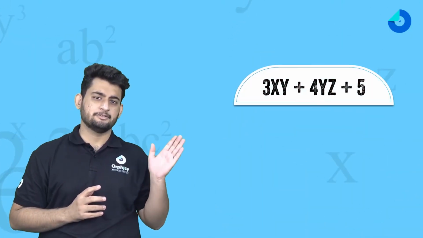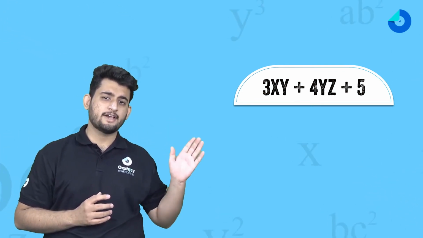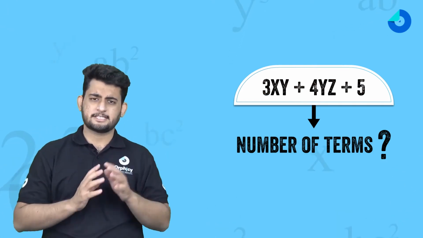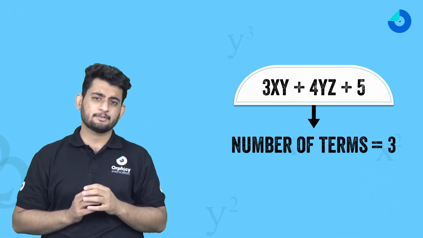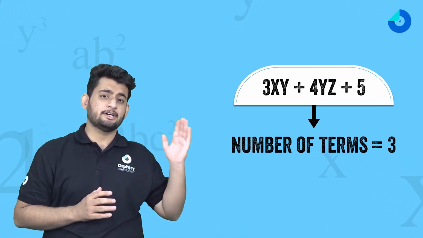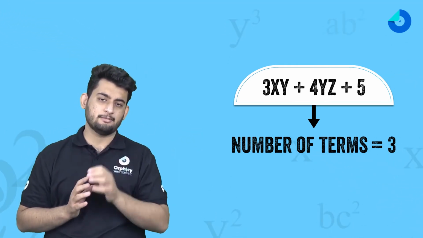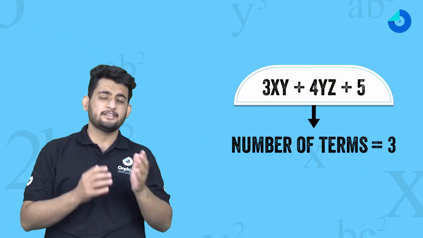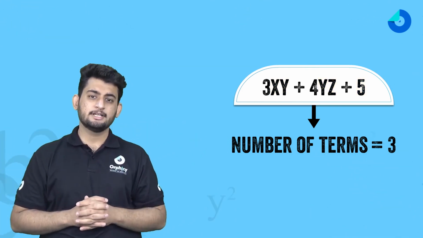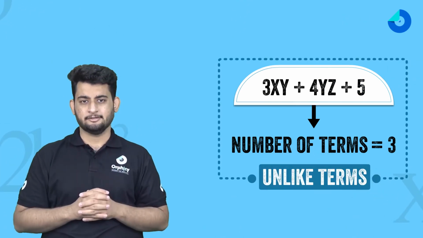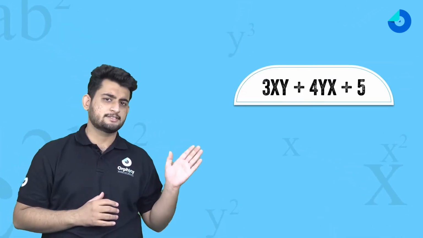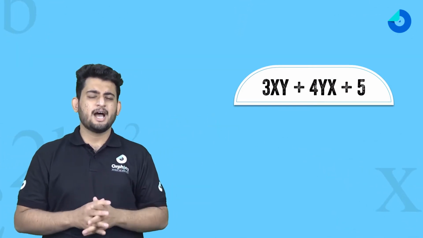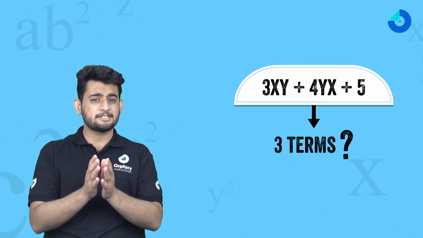Consider this expression 3xy plus 4yz plus 5. How many number of terms are there in this expression? 3, right? Here, all the 3 terms are made of different set of variables. One has xy in it, the other has yz in it, and the third one is a constant term. Such terms are called unlike terms. But how about this? 3xy plus 4yx plus 5. Are there still 3 terms in this expression?